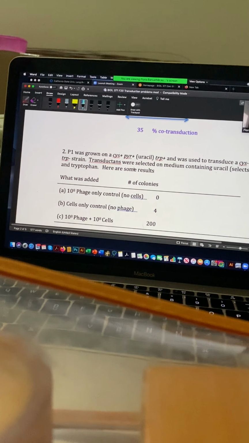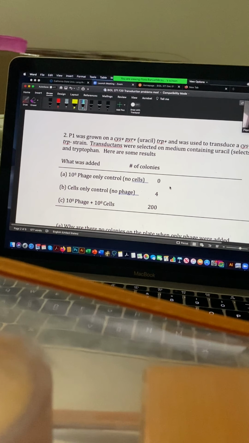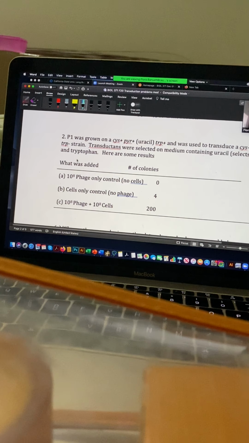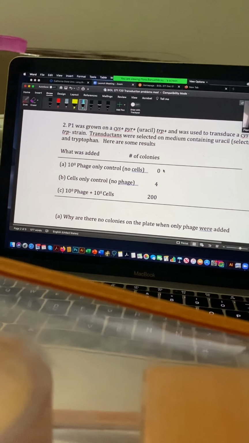Okay, I eliminated the table that follows this because it was really involved in terms of figuring out from the media. It was not straightforward. Again, I'm trying to simplify things. So these are just questions that I wanted you to answer. So you add 10 to the 8th phage. Here there are no cells. You plate this and you get 0 colonies. And then the question is, why are there no colonies here?